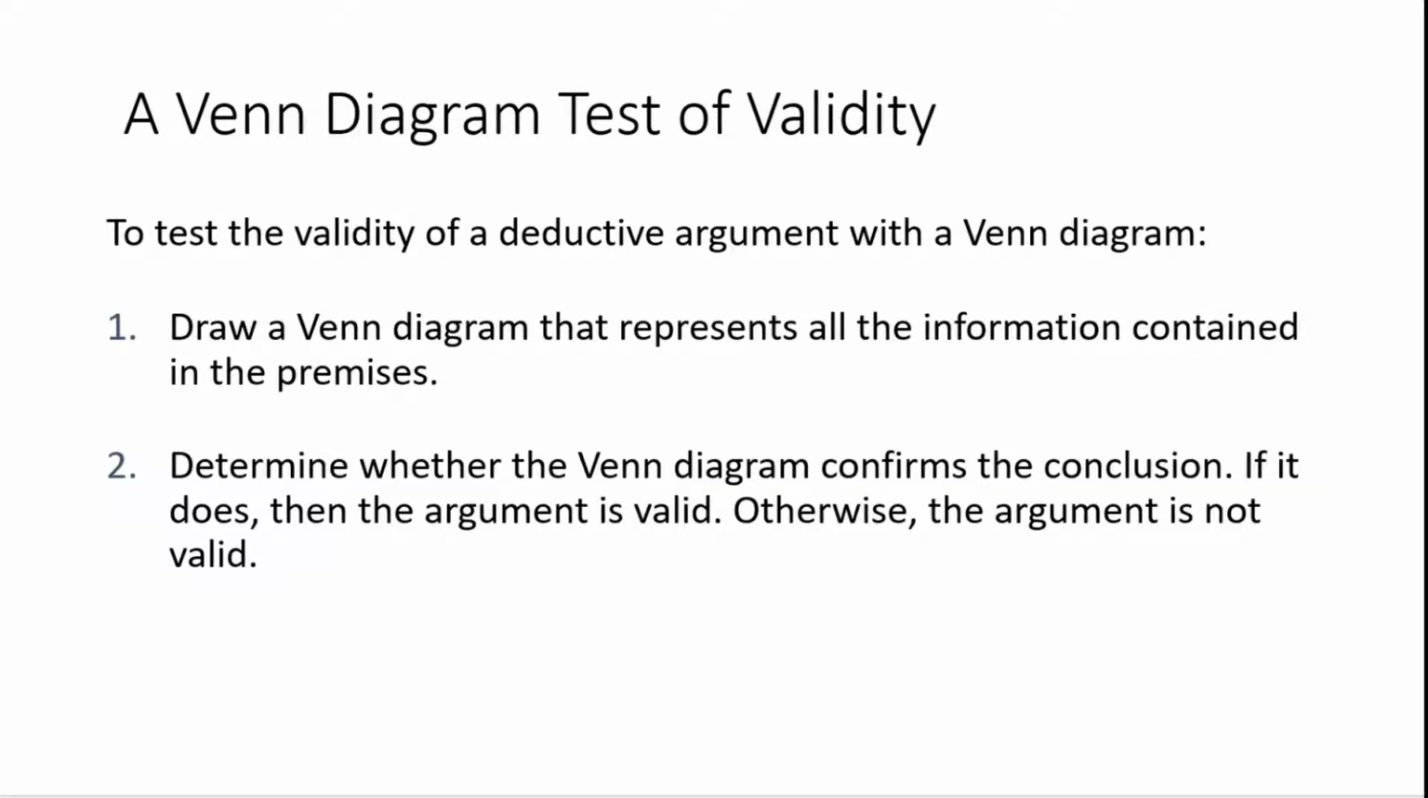There are several acceptable ways to test the validity of an argument. A Venn diagram is one of them. So let's look at a Venn diagram test of validity. To test the validity of a deductive argument with a Venn diagram, 1. Draw a Venn diagram that represents all the information contained in the premises. 2. Determine whether the Venn diagram confirms the conclusion. If it does, then the argument is valid. Otherwise, the argument is not valid.